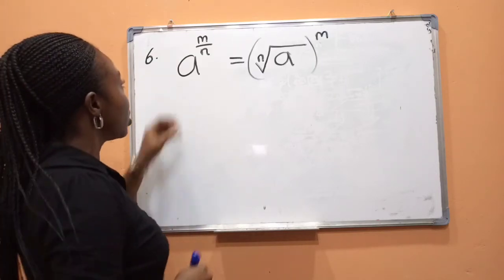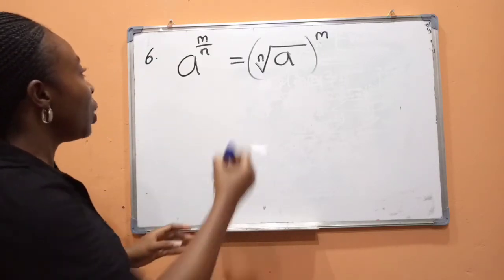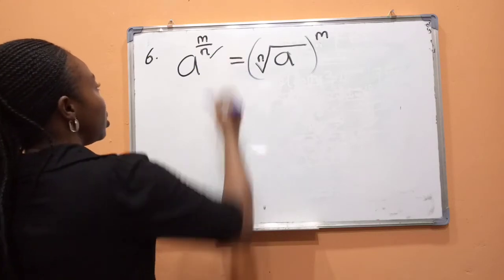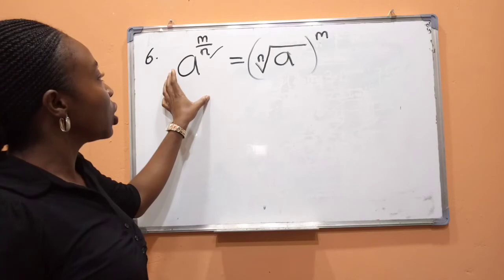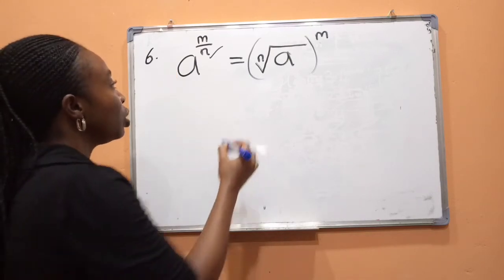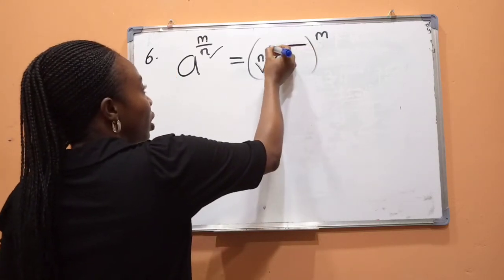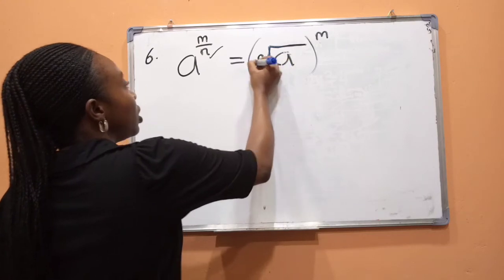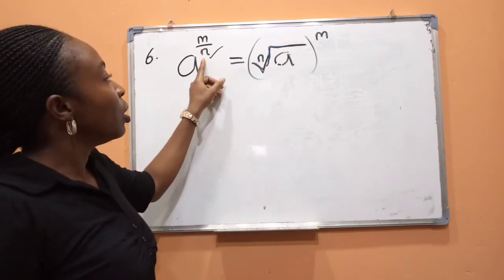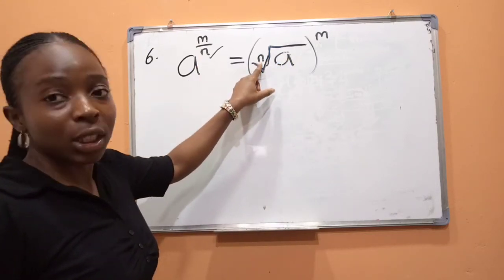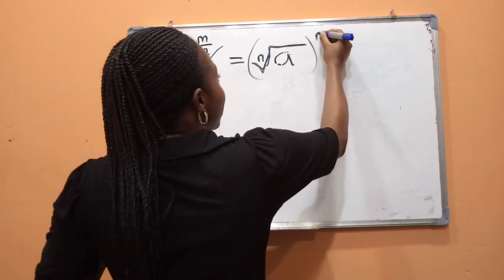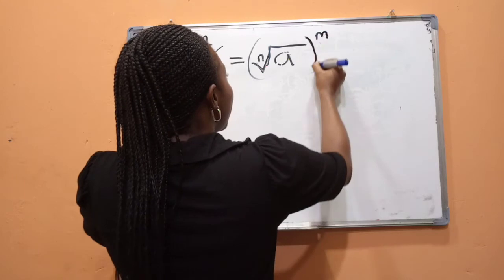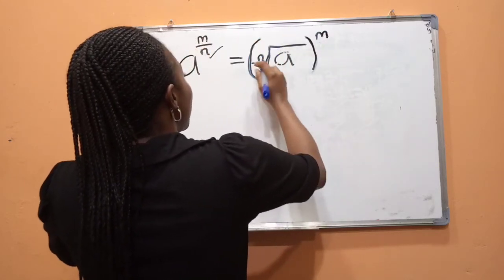Let's take a look at the sixth law. So the sixth law tells us what to do whenever we have a fractional index, okay? So here's what you do. Whenever you have a fractional index, you introduce the root sign, okay? And when you introduce the root sign, the denominator becomes the root inserted here, while the numerator becomes the index, okay, that multiplies everything in the bracket.